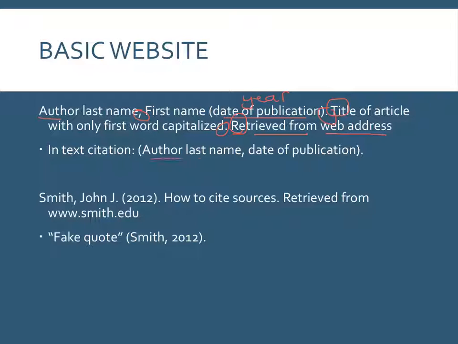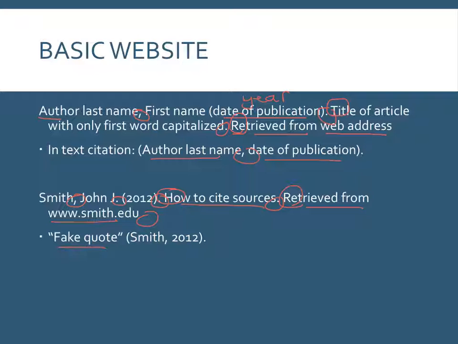In-text citation would be the author last name, comma, date of publication. For example, Smith, comma, John J. This period is here because J is an abbreviation of the middle name, not because you typically need a period there. 2012 is the year, and then the period. How to cite sources with only the first word capitalized, period. Retrieved from with capital R, and then your web address. Notice there's no closing punctuation here. That might confuse people if they're copying and pasting that into their browser, so we omit it when it's a website.